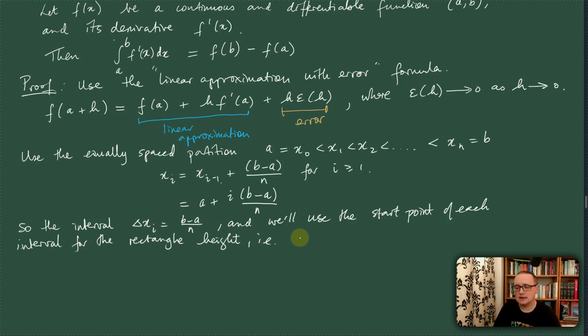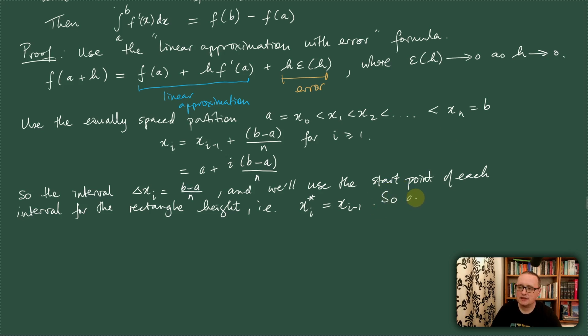I.e. the language we had was xi star, which will be equal to xi minus 1. Remember, xi star is the point between xi minus 1 and xi, which we're going to use as the representative point for that interval to evaluate the integrand at that point to give you the height of the rectangle.